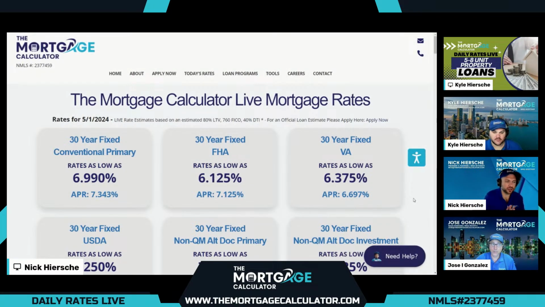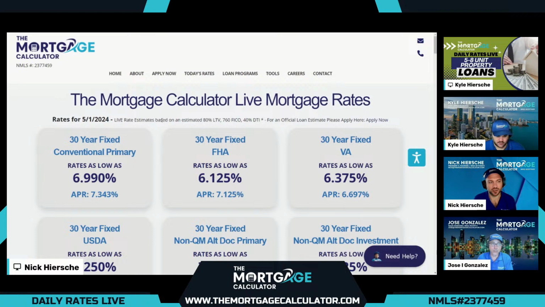All right. So we always start in the top left here, most common option, 30-year fixed conventional primary. For our borrowers that qualify for conventional standard program, rates as low as 6.99 with an APR coming in at 7.343. So a great option for our customers that qualify for conventional.